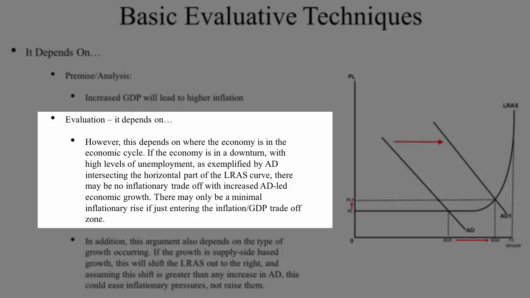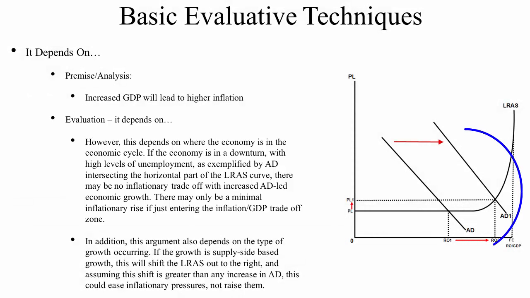If we're in a downturn or a recession characterized by high levels of unemployment, the AD curve normally intersects the LRAS curve on the horizontal part. How far down that horizontal part towards the y-axis we are depends on how deep that recession is. If there is increased GDP during that downturn, i.e. the start of a recovery, this might not impact upon inflation. We might just move along the flat bit of the LRAS with no inflationary trade-off. Similarly, we've also said that if we are just approaching the inflationary trade-off zone, then this might just be a minimal inflationary rise and not a large one. So again, we're looking at it depends on where we are. We're also questioning the magnitude of change as well.